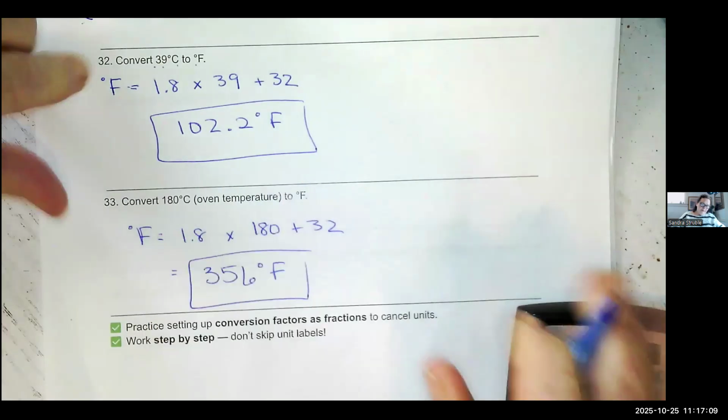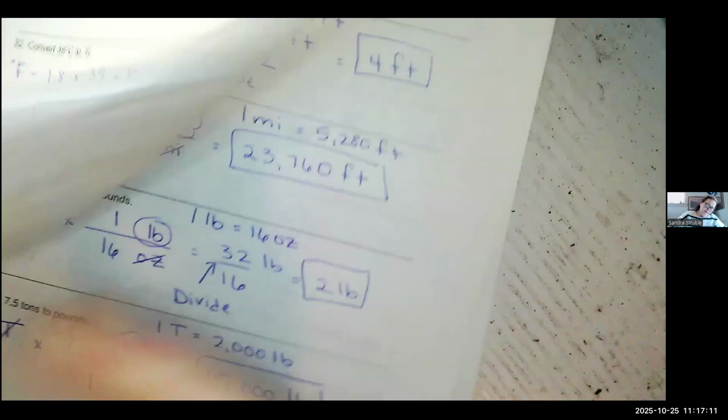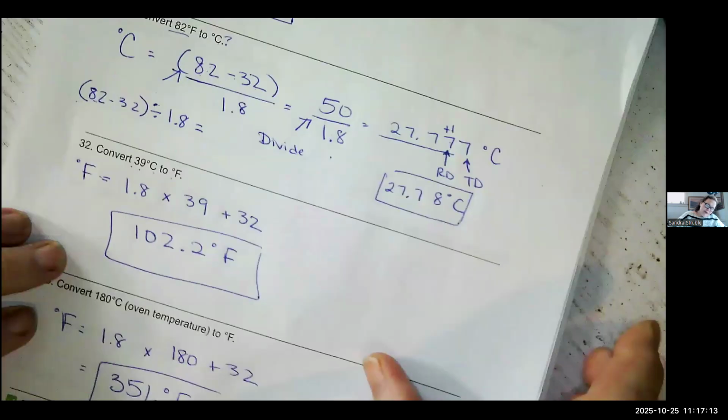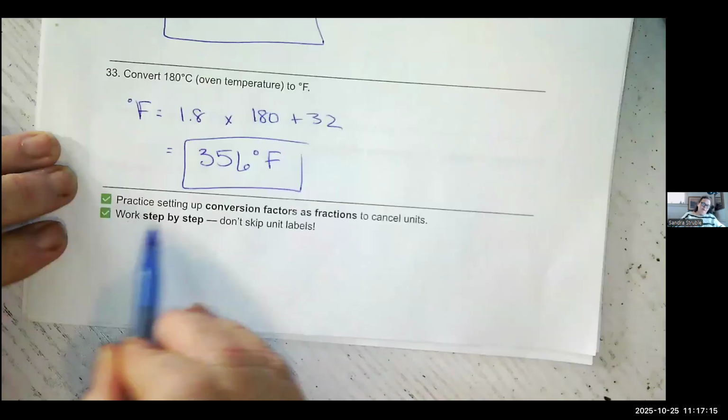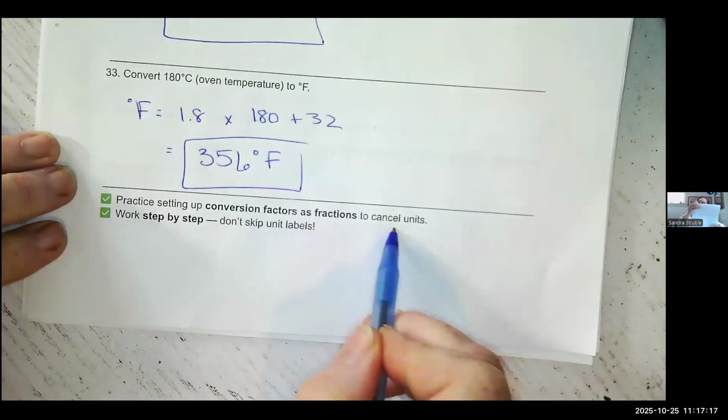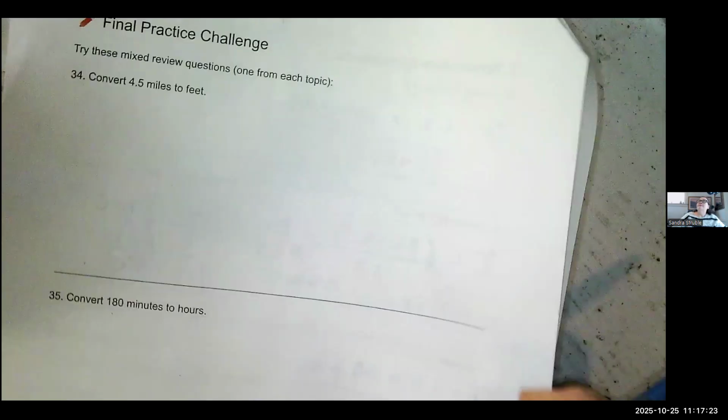All right, I have a couple more pages. I'm going to go ahead and stick these in here. Practice setting up conversion factors as fractions to cancel units. Work step by step. Don't skip unit labels. Oh my gosh, no. All right, final practice challenge. Try these mixed review questions, one from each topic.